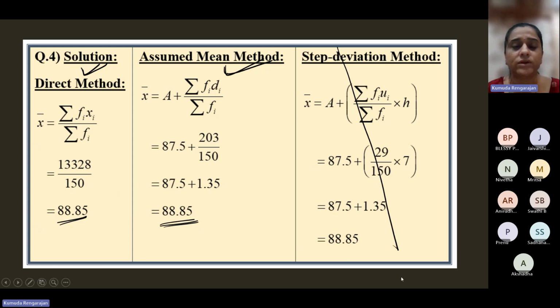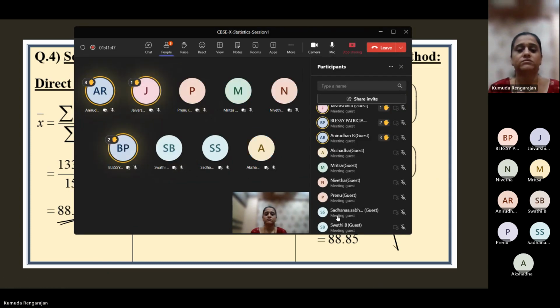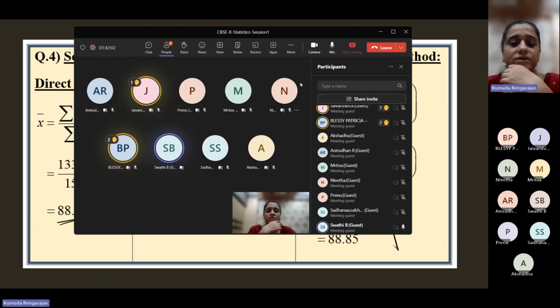So please complete this one. You have to find mean using both the methods. So please complete this. All right. Any other question, children? Anything else that I have to clarify?